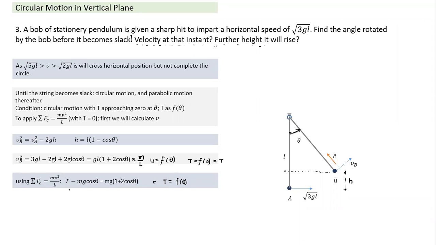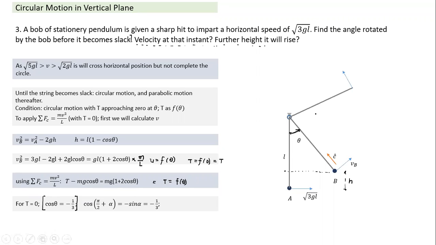Now we'll equate T to 0. If I equate T to 0, I get the value of theta. When I equate T to 0, I find cos theta comes equal to minus 1 by 3. Can someone think of why cos theta is coming negative here? What does this imply? Theta is greater than 90, right? So this equation is valid even for theta greater than 90.